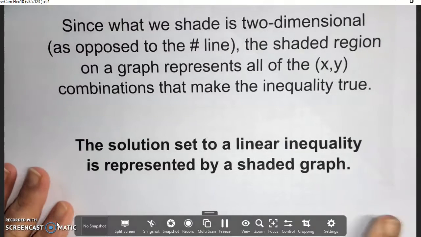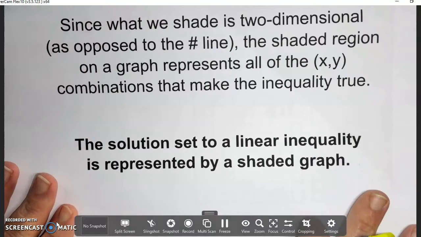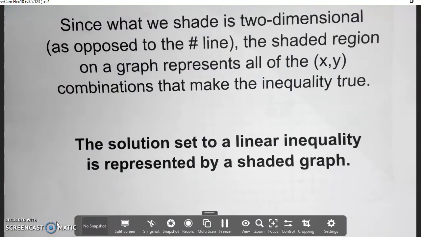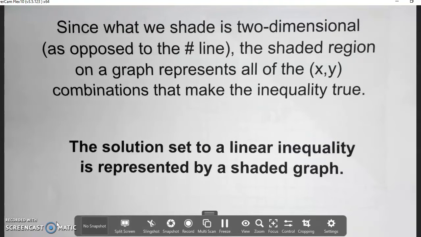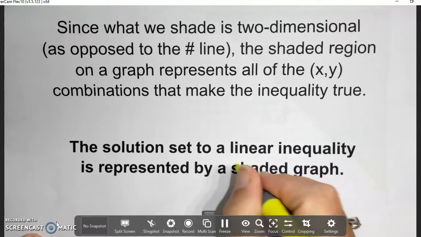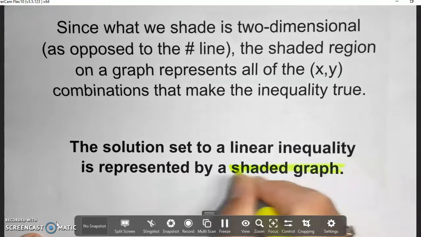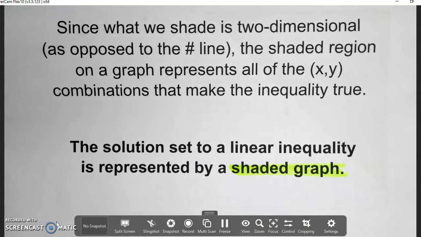Since what we shade is two-dimensional as opposed to the number line, the shaded region on a graph represents all the x and y combinations that make the inequality true. So any input and output that's going to make that inequality true is going to be included in your solution set. The solution set to a linear inequality is represented by a shaded graph. So to answer these, you will have to shade the graph.